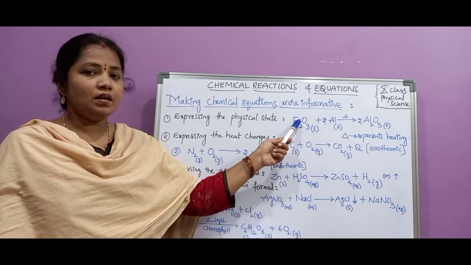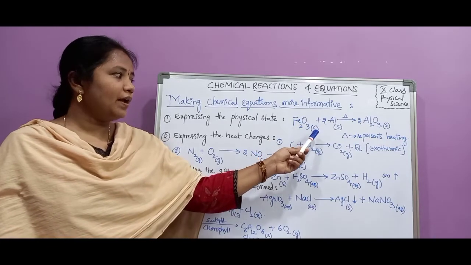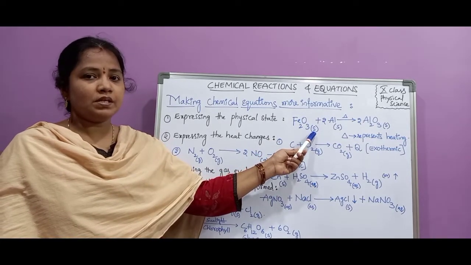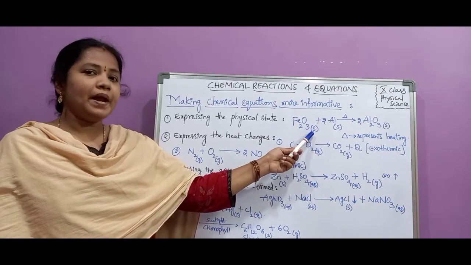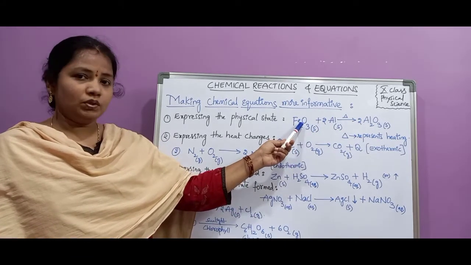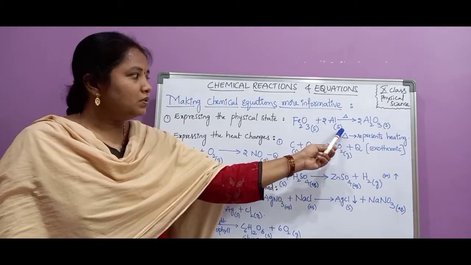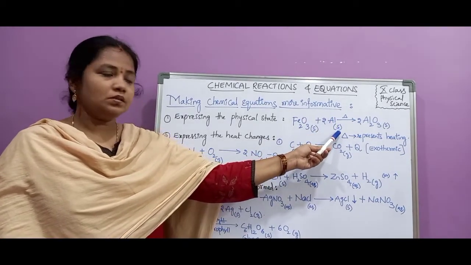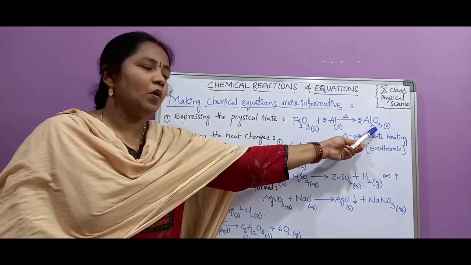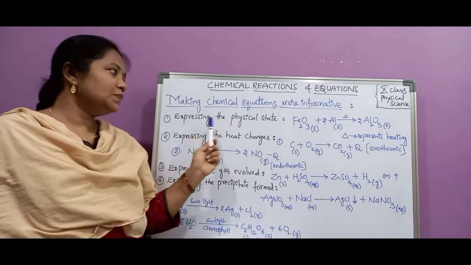Fe2O3 is existing in the solid state. So we write the formula and then represent its physical state by keeping S in the bracket. S in the bracket indicates the solid form of Fe2O3, iron oxide. Similarly, aluminium exists in the solid state, and Al2O3, aluminium oxide, also exists in the solid state. Like this, we have to express the physical state.